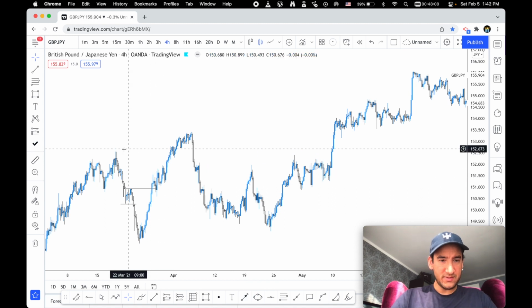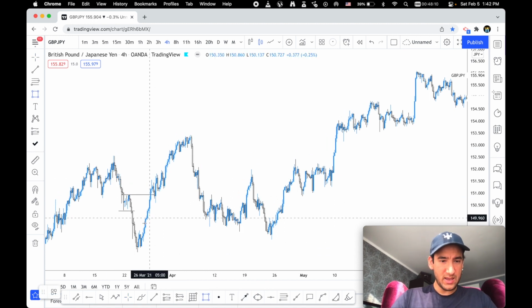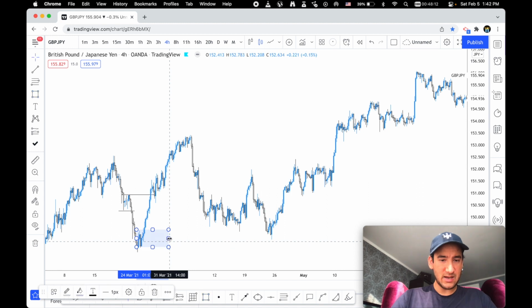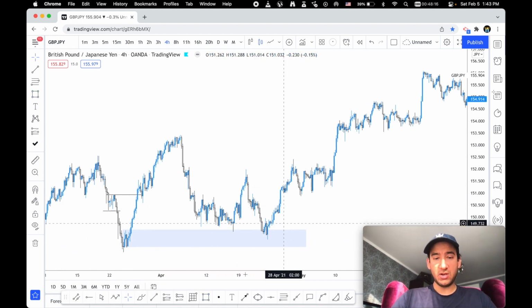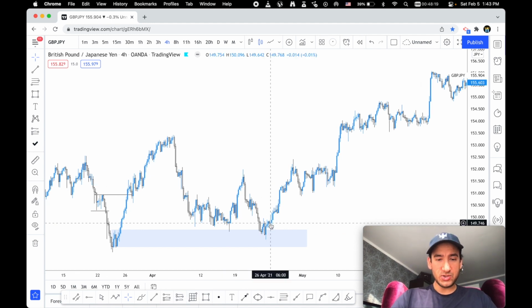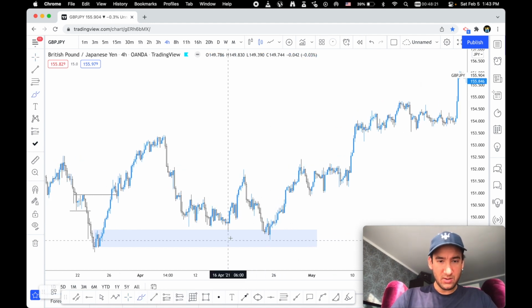Once price broke above this high, you can clearly wait and see where that last low or the last down candle is, and here's your entry, right? So you can enter aggressively here, or you can wait for a confirmation entry. You can also have another entry right over here.